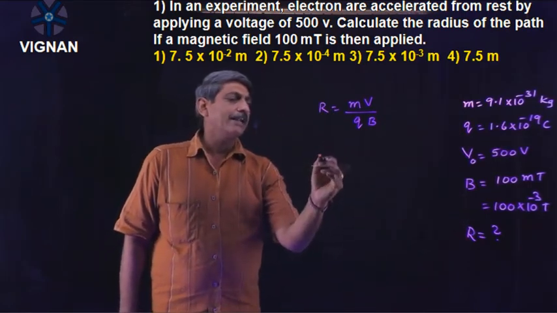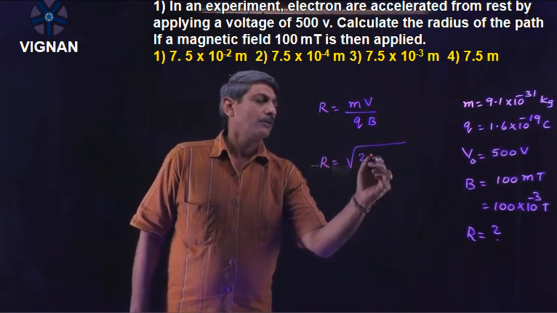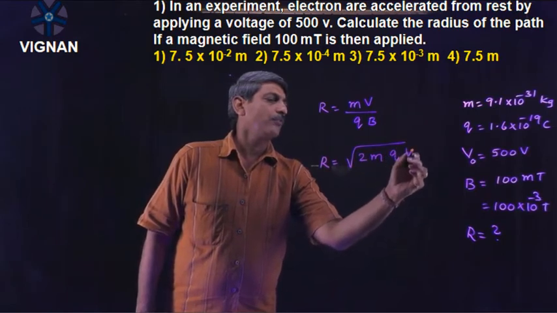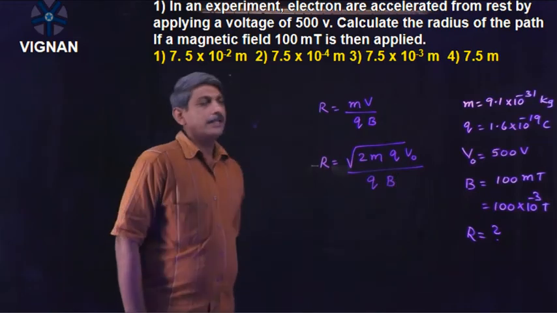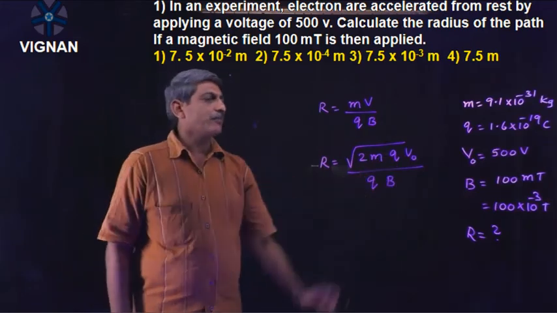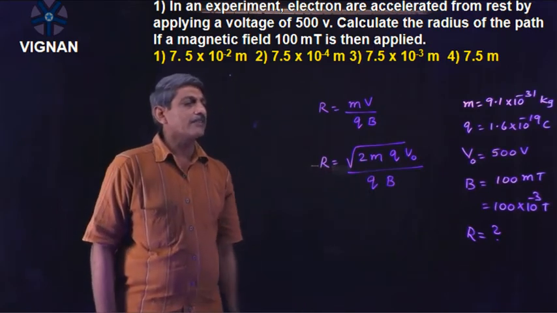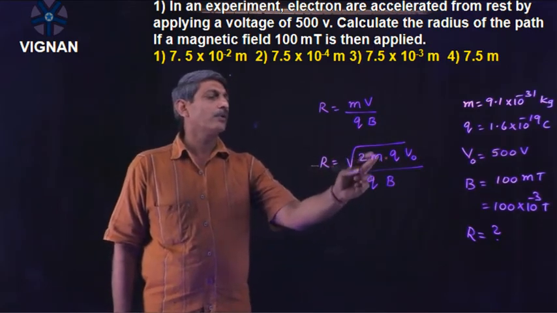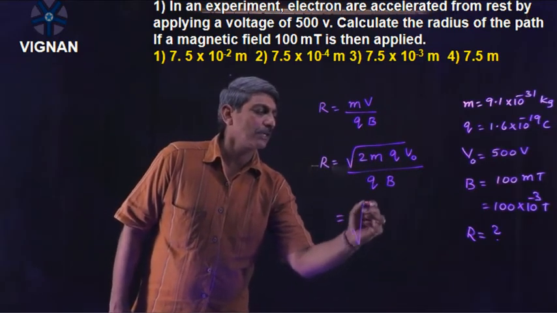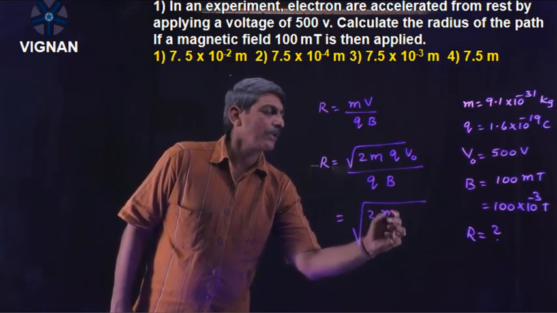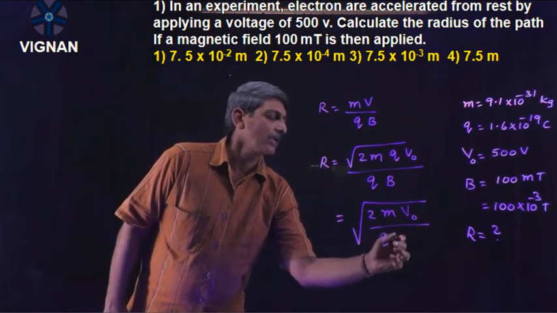So this can be written as R is equal to square root of 2m q V0 divided by qB. Here V0 is the accelerating potential. In terms of the accelerating potential, the formula for the radius of the path is given by R is equal to square root of 2m q V0 by qB, which can be written as square root of 2m V0 divided by qB square.